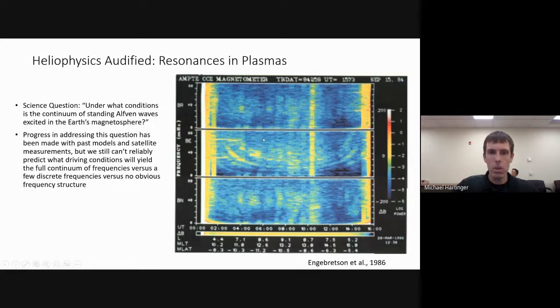So that's what we set out to do: look back, first of all, work with the citizen scientists, and see if we can replicate some of the results that were found by Engebretson et al. and Anderson et al., a paper I'll be talking about a little later. But also see if we can find new patterns that emerge and get a better understanding of how these things evolve during a storm. And again, when we see this full continuum of Alfvén wave frequencies.